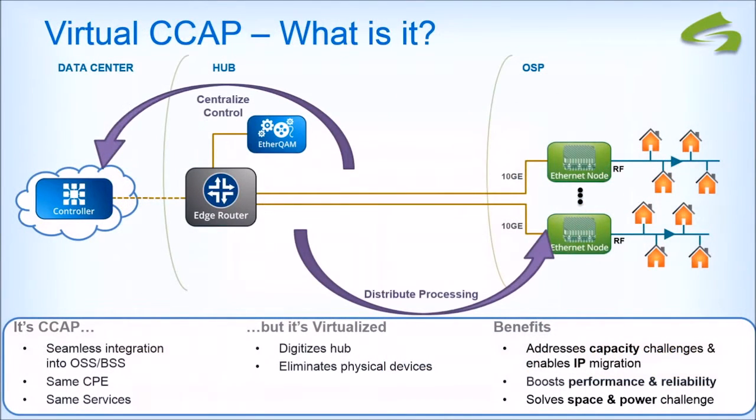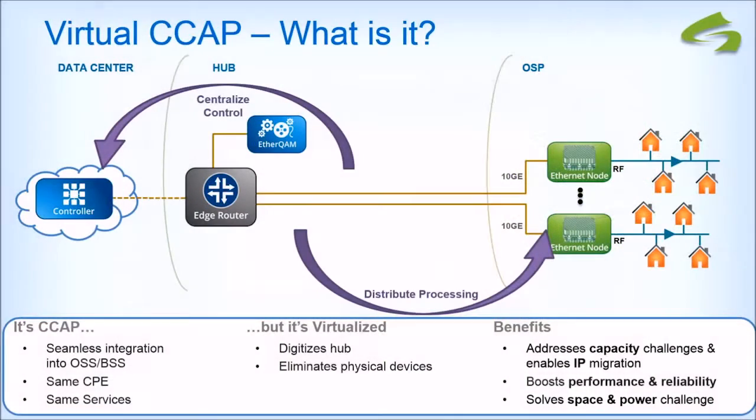So what is virtual CCAP? Functionally, it is CCAP. It works with the existing OSS and BSS, supports the same set of CPEs, and delivers the same set of services. The big difference is that virtual CCAP completely digitizes the hub. It eliminates the physical CCAP altogether. Let me repeat that. There is no physical CCAP anywhere in your head end or hub in this architecture.